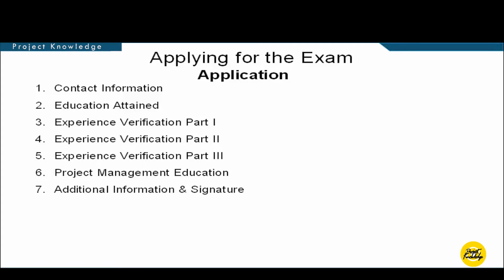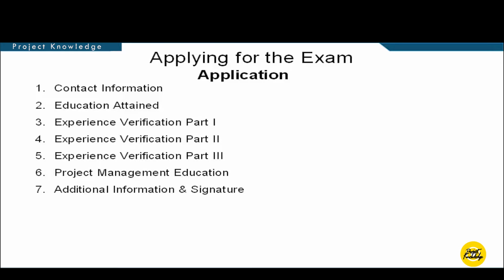Now that you're familiar with what the application process looks like, we'll take a closer look at the application itself during this movie. There are 7 pieces to the application: your contact information, your highest attained education, the experience verification, which consists of 3 parts.